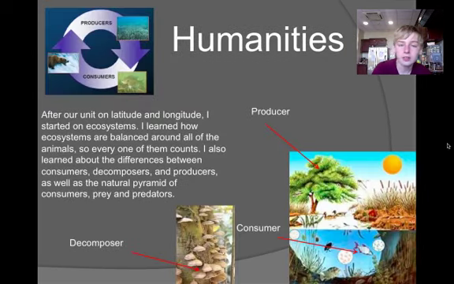After a unit on latitude and longitude, I started on ecosystems. I learned how ecosystems are balanced around all of the animals, so every one of them counts. I also learned about the differences between consumers, decomposers, and producers, as well as the natural pyramid of consumers, prey, and predators.